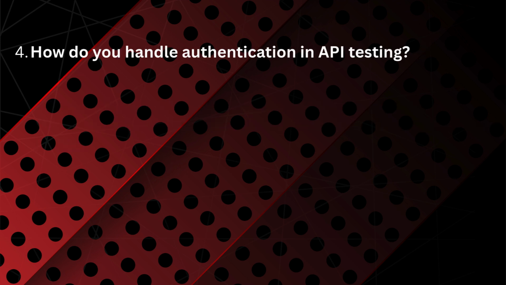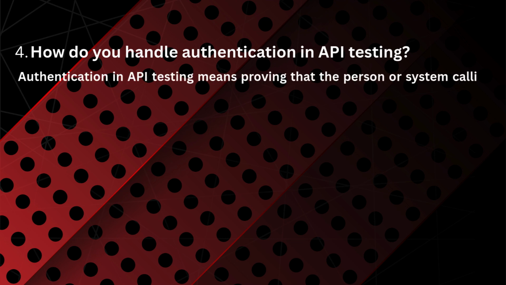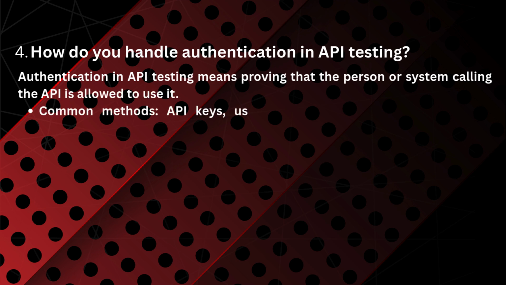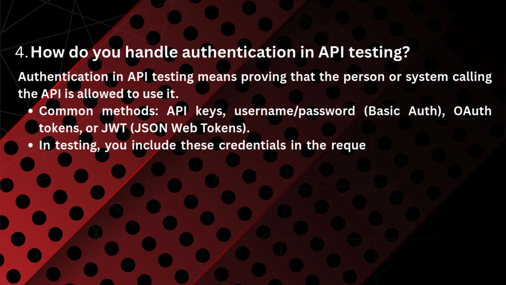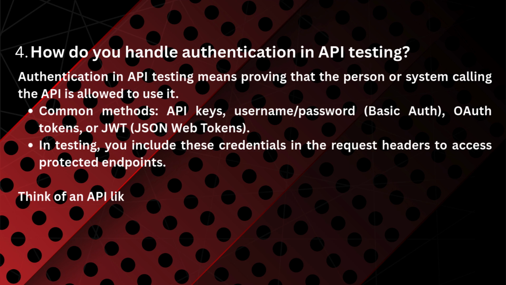Number 4. How do you handle authentication in API testing? Authentication in API testing means proving that the person or system calling the API is allowed to use it. Common methods: API keys, username and password, basic auth, OAuth tokens, or JWT, JSON Web Tokens. In testing, you include these credentials in the request headers to access protected endpoints.